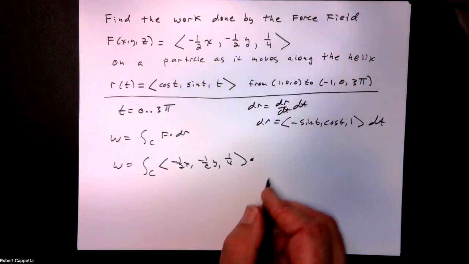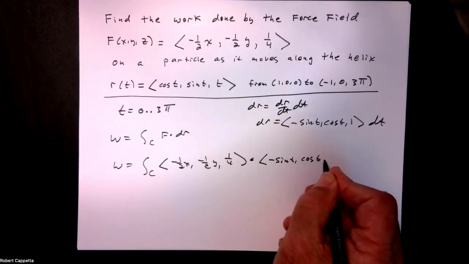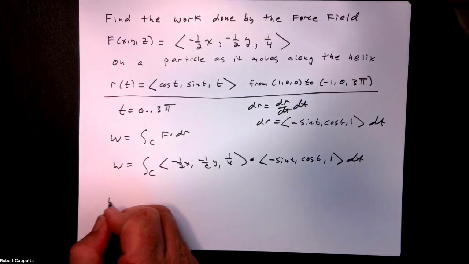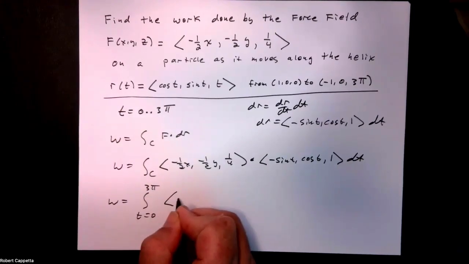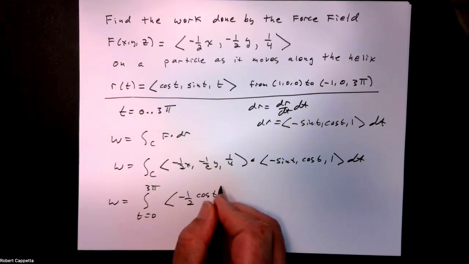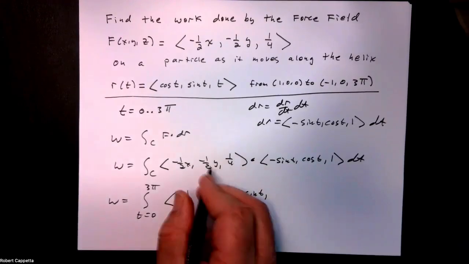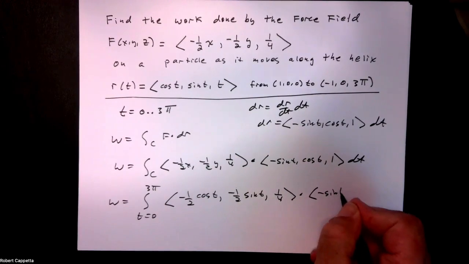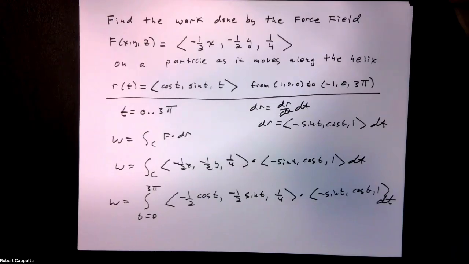So we go ahead and make that change. So we have negative sin t, cos t, 1 dt. So now I've got to change this from C to t, integral as t goes from 0 to 3π. Negative 1/2 x, what is x? Cos t. Comma negative 1/2 y, what is y? Sin t. Comma 1/4 dot negative sin t, cos t, 1 dt. So here's our integral.